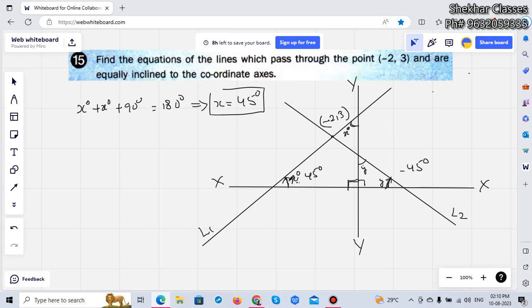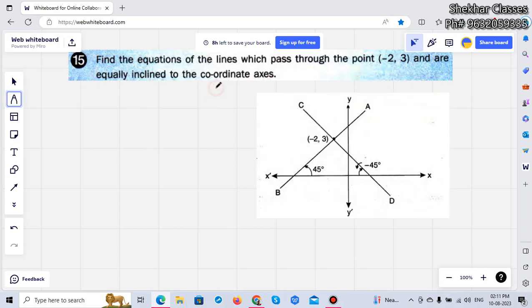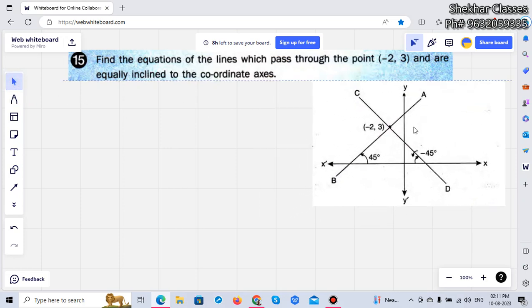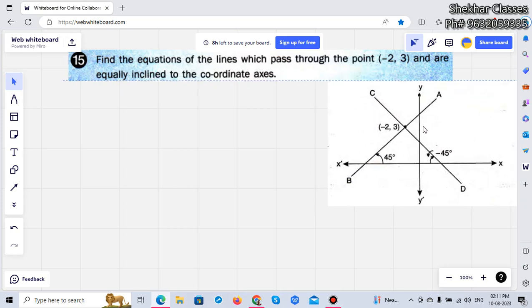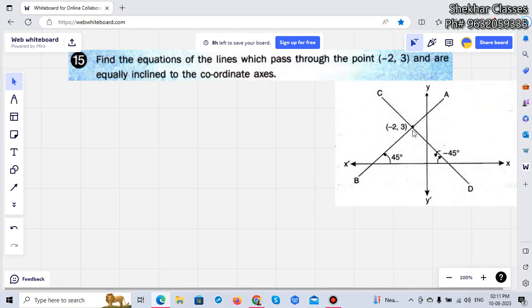So we have got the inclination of this line with the x-axis and the inclination of this line also with the x-axis, which is minus 45 degree. Right. Now let's see how we solve it. This is the figure that we have here. Now we have to find the equation of both the lines, AB and CD, in this case.